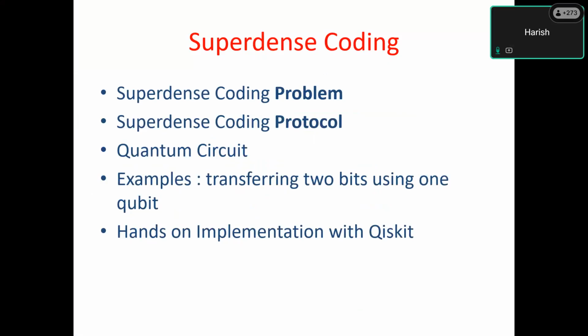Today we will be seeing super dense coding, and we will be using quantum entanglement for that. In this first session, we will see what the super dense coding problem is, how it is solved using a protocol, and how it can be implemented using a quantum circuit. Then we will see an example of how we can transfer 2 bits of information using only a single qubit in the super dense coding protocol. Then we will have a hands-on implementation of this protocol on Qiskit.